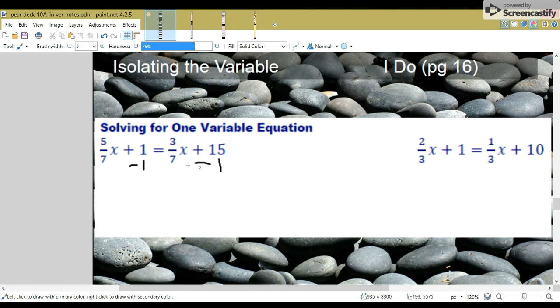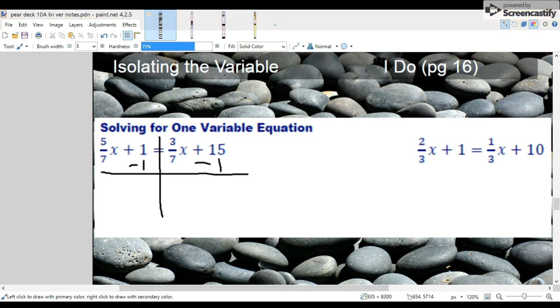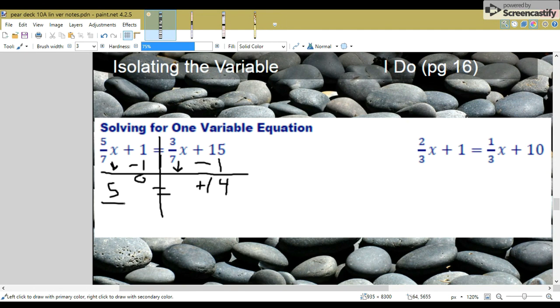Subtract 1 from each side of the equal sign. From here, 1 minus 1 is 0, and 15 minus 1 is a positive 14. Carry down the other terms and the relation symbol. We have 5/7 x equals 3/7 x plus 14.